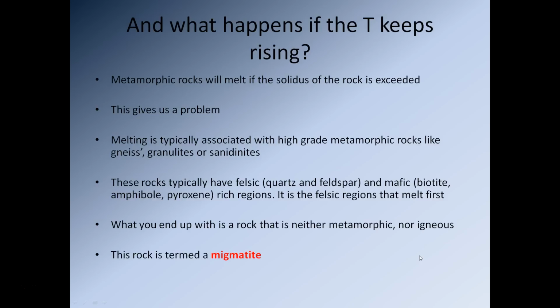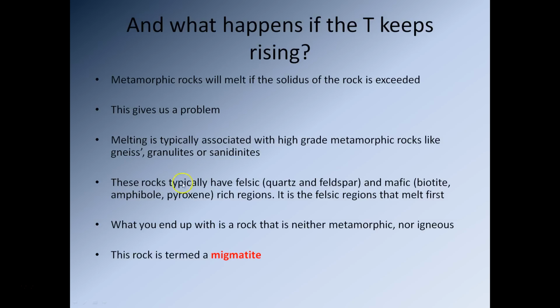So what happens if the temperatures and pressures keep rising? Obviously, as you increase the pressure and temperature, eventually you're going to reach a point where you exceed the melting point of a mineral, and the rock is going to start to melt. So as the rock begins to undergo this process, we're going to see noticeable changes in the character of the rock that suggest it is melting. Melting is obviously only associated with the highest grade metamorphism, so it's only really associated with rocks like gneisses, granulites, and sanidinites, which form at the highest temperatures.